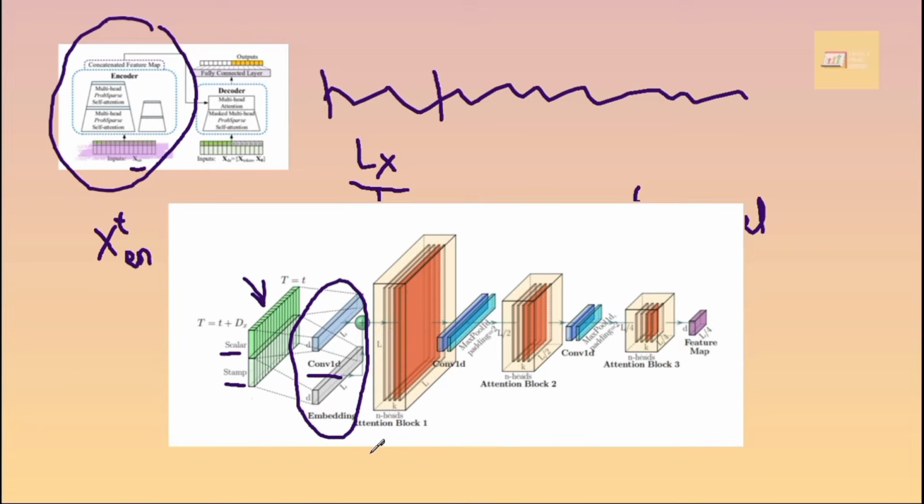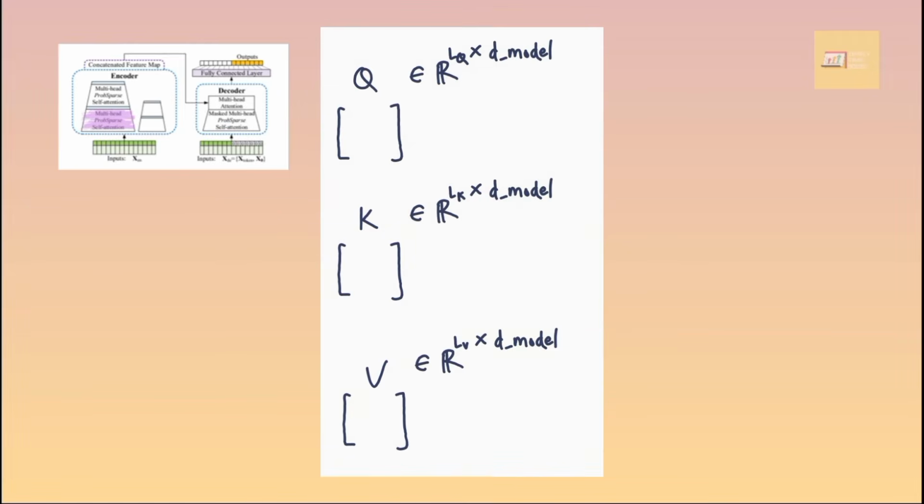Okay, so next let's move on to the attention block, or as written in the diagram, multi-head ProbSparse self-attention. Let's start from the last phrase, self-attention. Self-attention is an attention function that is used to map the queries to a set of key and value pairs. This is what it looks like mathematically.